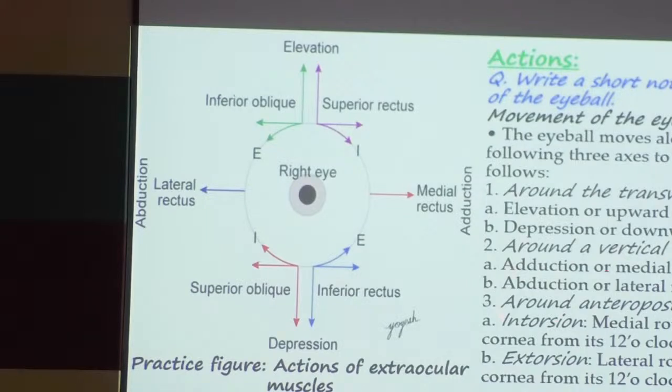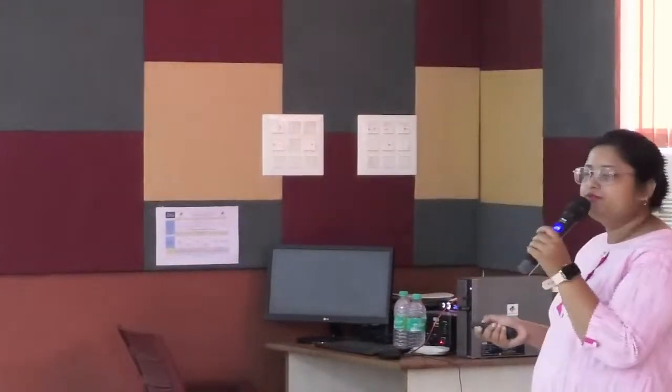So adduction means coming to the midline. It is medial rotation of the eye, and abduction is away rotation from the midline. So that is abduction of the eye. And around the anterior-posterior axis, which passes through the anterior and posterior poles, rotation can occur: intorsion or extorsion. Intorsion is medial rotation of the cornea from its 12 o'clock position, and extorsion is lateral rotation of the cornea from its 12 o'clock position. So these are the functions of different recti, oblique, levator palpebrae superioris.